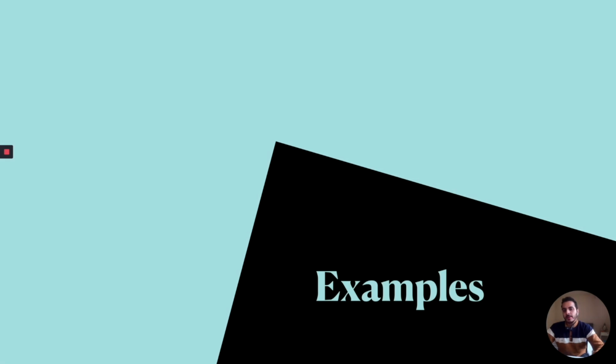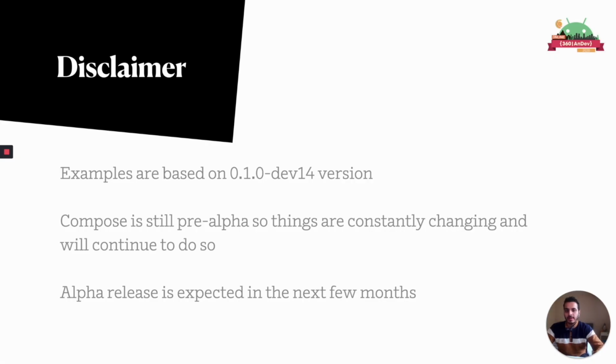This talk is called Learn Jetpack Compose by Example, and so we'll be focusing most of our time looking at examples itself. But before we do that, some quick notes. The first thing I want to say is that all the examples that you see today are based on the Dev 14 release of Jetpack Compose. The reason I need to say this is because things are constantly changing as Compose is still in pre-alpha. And so if you see an example in the video that has since changed, I promise you that the repo that I maintain will be up to date, even though this video might not.